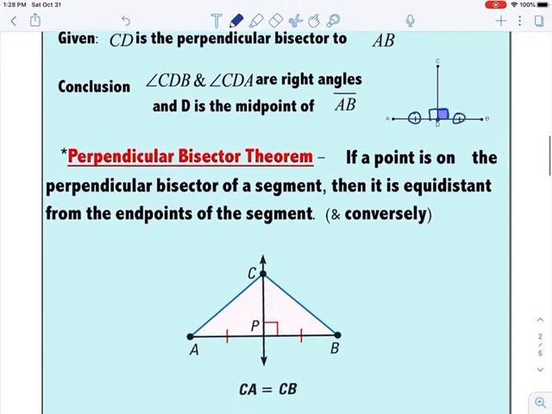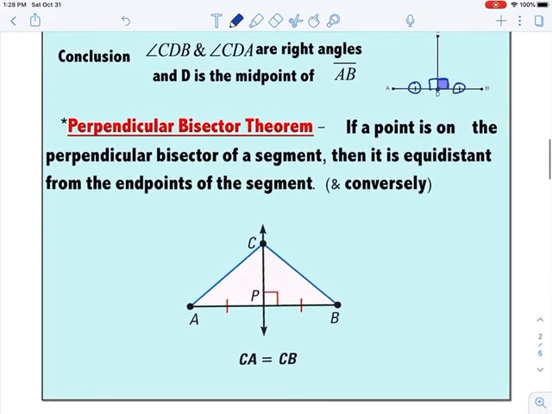The perpendicular bisector theorem says if a point is on the perpendicular bisector of a segment, then it is equidistant from the endpoints of the segment, and conversely. So in other words, this would be your perpendicular bisector here. How do I know that? There's the perpendicular sign, and those two things are equal, making it the perpendicular bisector. So the conclusion is that this side is equal to this side.